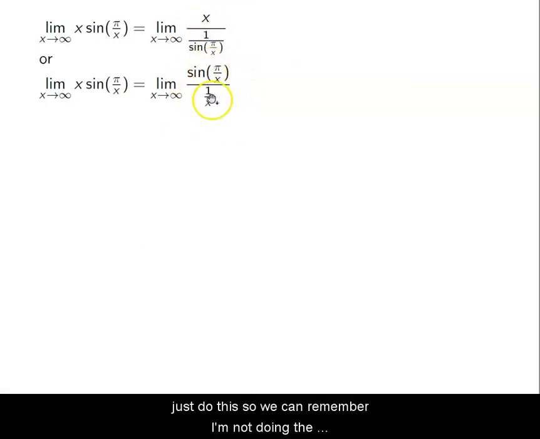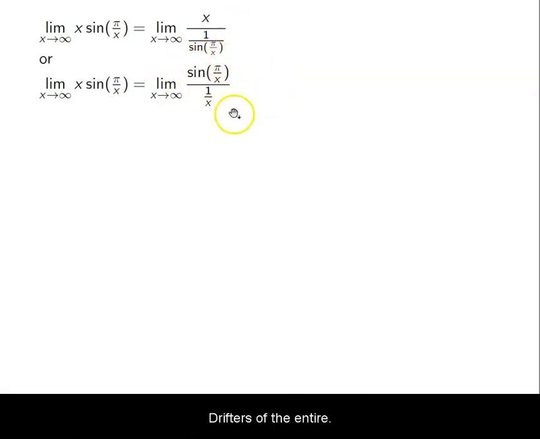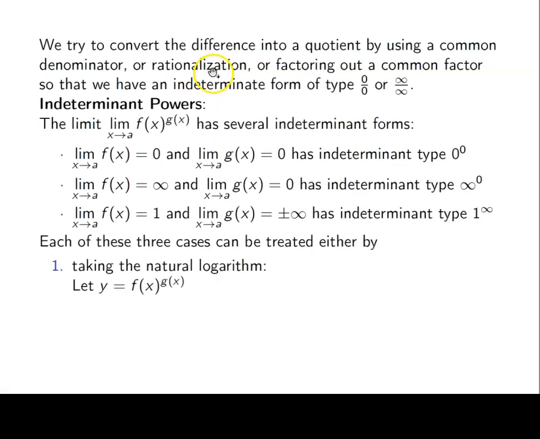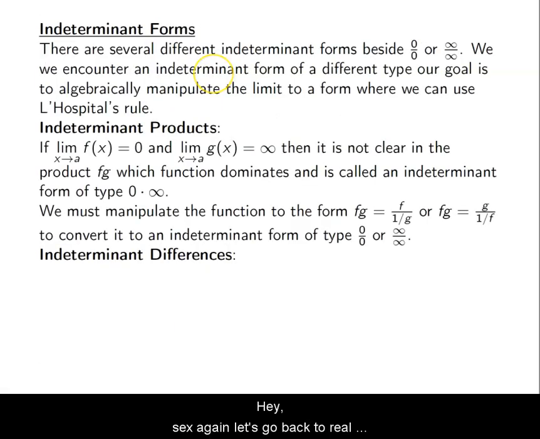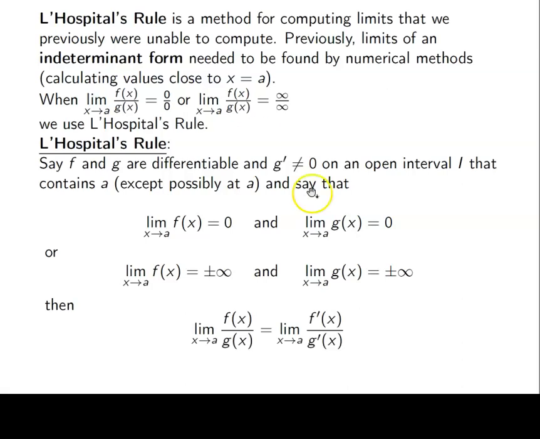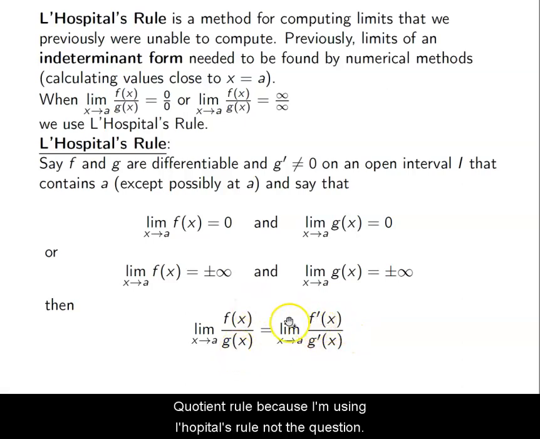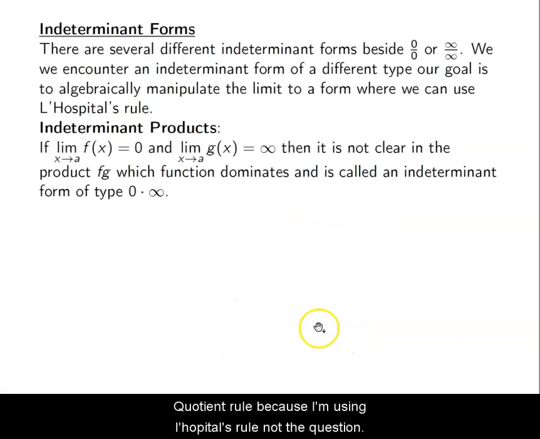So again, remember, I'm not doing the quotient rule. I'm taking the derivative of the numerator, and I'm taking the derivative of the denominator separately. That's what L'Hopital's rule is. It is not me taking the derivative of the entire thing. Common mistake. So again, let's go back to the rule real fast. I take the derivative of the numerator and the derivative of the denominator. It is not the quotient rule, because I'm using L'Hopital's rule, not the quotient rule.